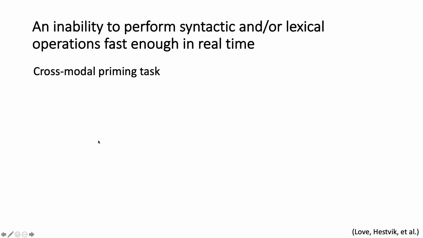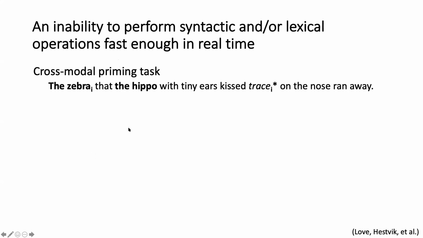The last thing is an inability to perform syntactic or lexical operations fast enough in real time. Imagine this sentence: the zebra that the hippo with tiny ears kissed on the nose ran away. At the offset of this verb, kissed, there's what's known as a trace back to the zebra. If I take this sentence and make it a lot less complex and say, the hippo with the tiny ears kissed the zebra.